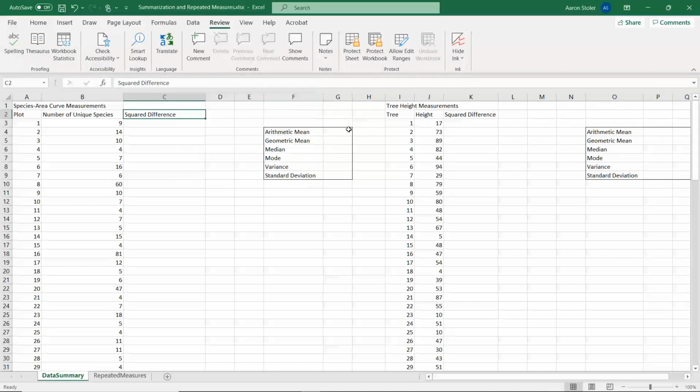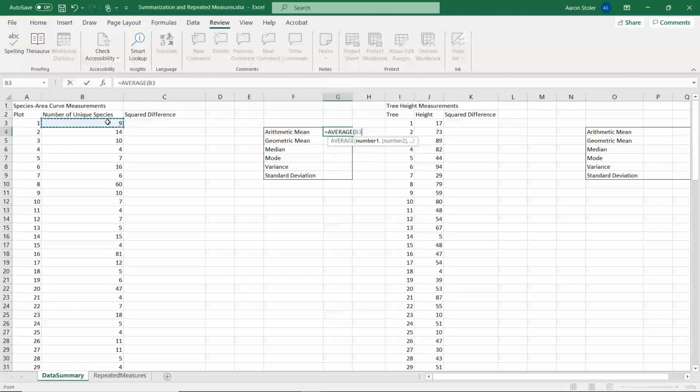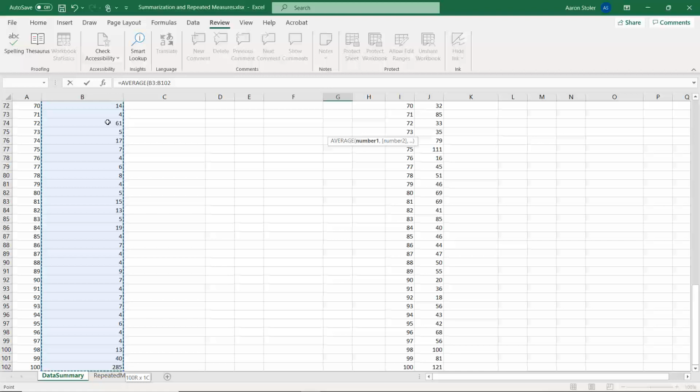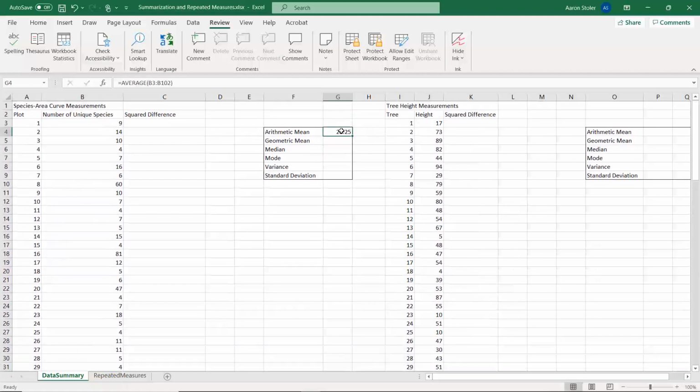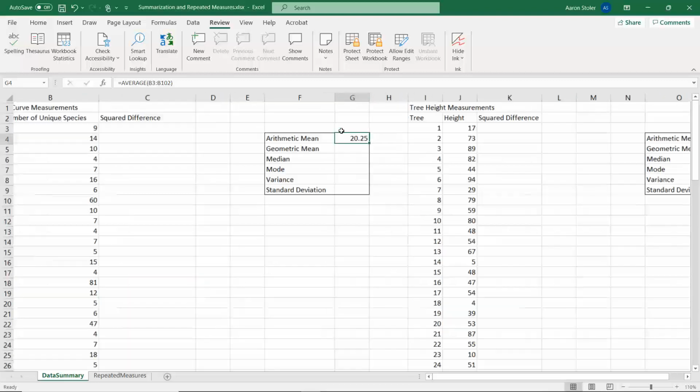The arithmetic mean is the average. You type equals average, and then you select the data. We have 100 data points. Keep that in mind, we have 100 data points, and you should get an average or arithmetic mean of 20.25.